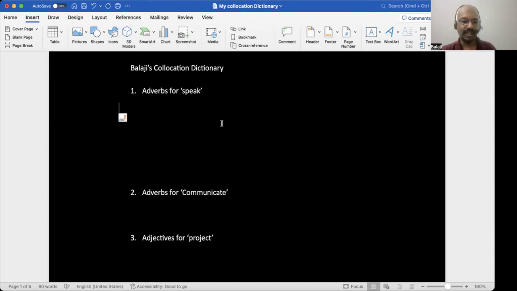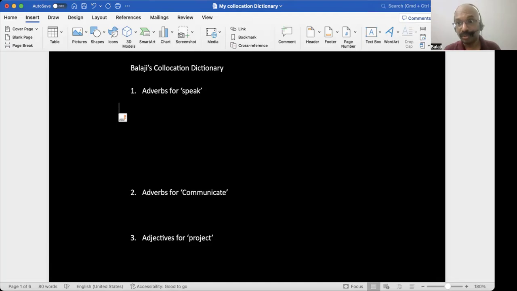I can say a good computer, a fast computer, an effective computer, but I don't think I can really say a thick computer. I mean, that doesn't sound appropriate for the most part. So we are trying to look at such collocations for some of the words. And the first word I have got here is speak. Let's think about some adverbs for the word speak. What kind of words can you think of?